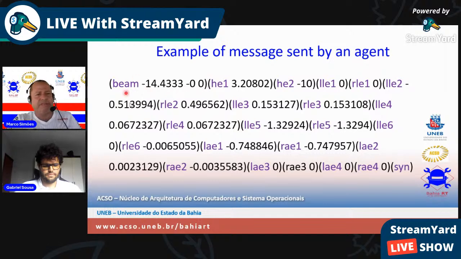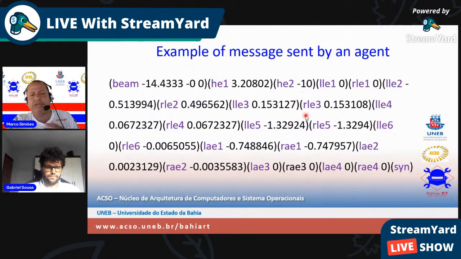Here you can see a beam, in the same simulation cycle, where the agent asks to beam to that point, minus 14.433, minus zero in the Y, and with the orientation zero degrees. And here the effectors: the head effector one is moving with this speed, the head effector two with this speed. The left leg effector one is not moving, the speed is zero. The right leg effector one is not moving also. Left leg effector two is moving with a very low speed. The right leg effector two.